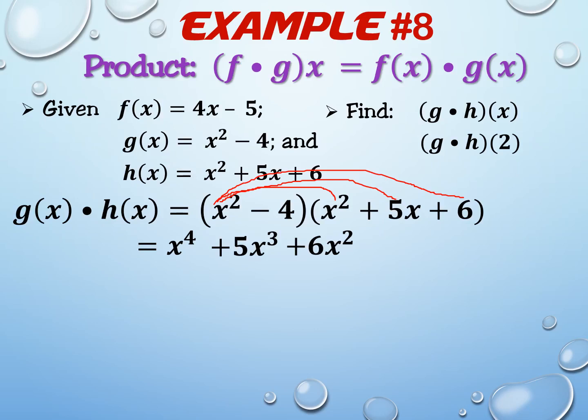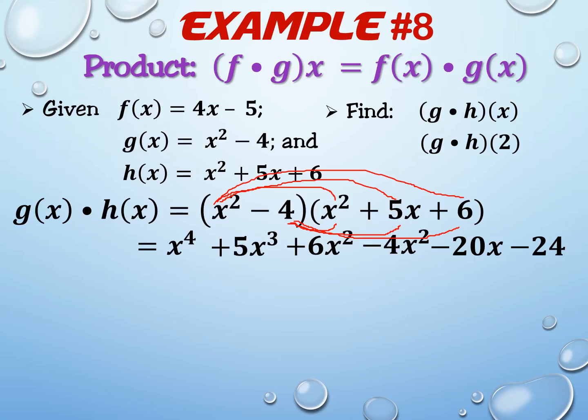Let's have now the second term of the binomial multiplied by the first term of the trinomial. So you will have negative 4 times x squared. What will be your answer? Okay, if your answer is negative 4x squared, you are correct. Let's have now negative 4 times positive 5x. They have different signs, so that will be negative 20x. And the last one, you have negative 4 times positive 6. What will be the answer? Okay, 6 times 4 is 24, so we will have negative 24 since they have different signs. Very good. I hope you follow for the first step.